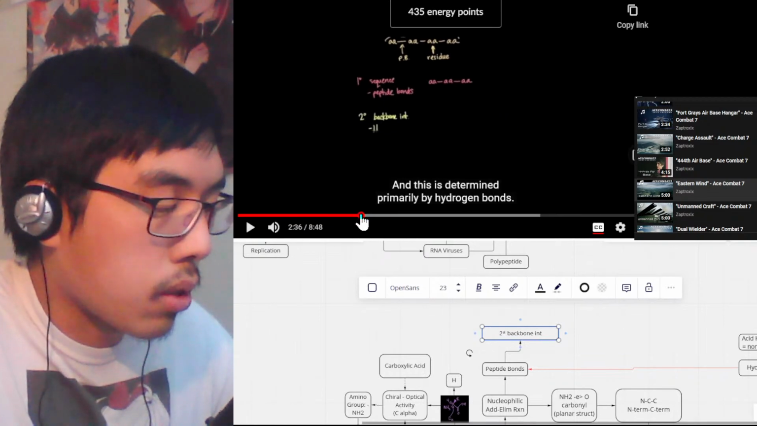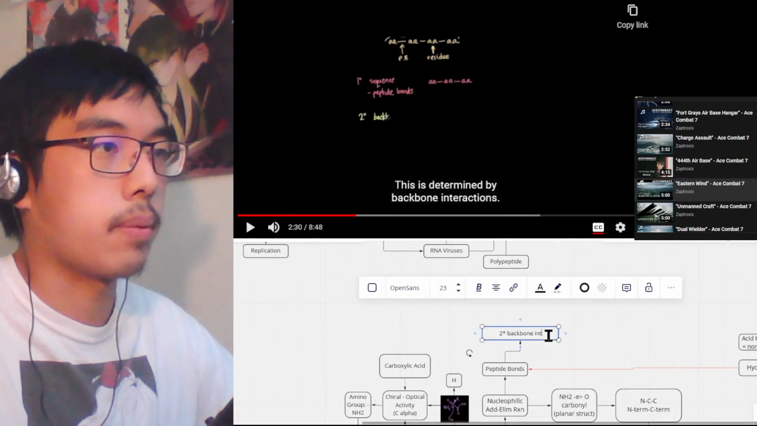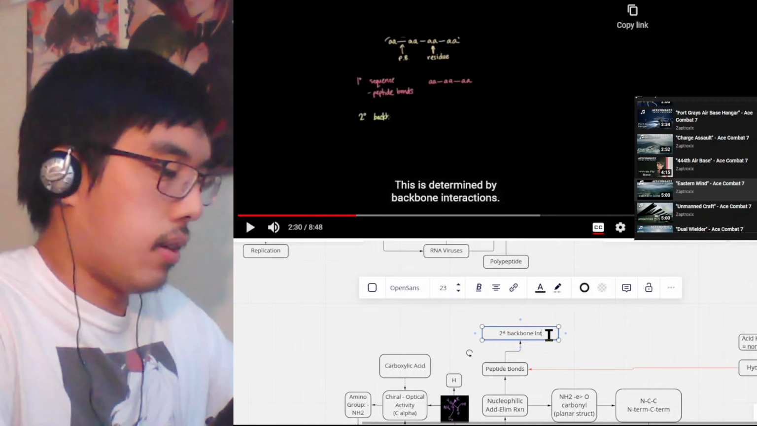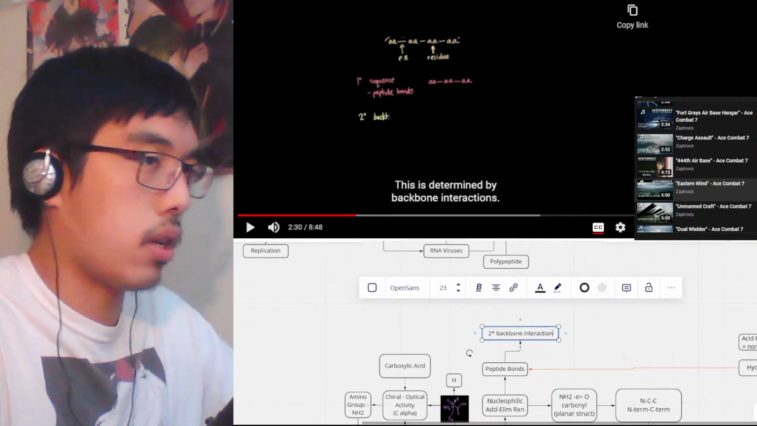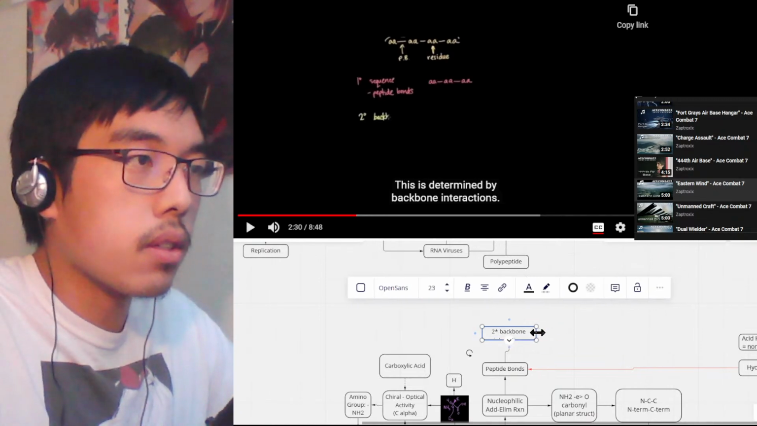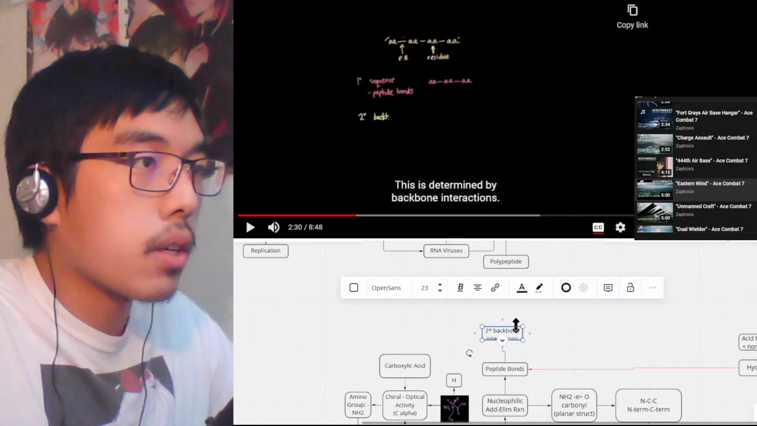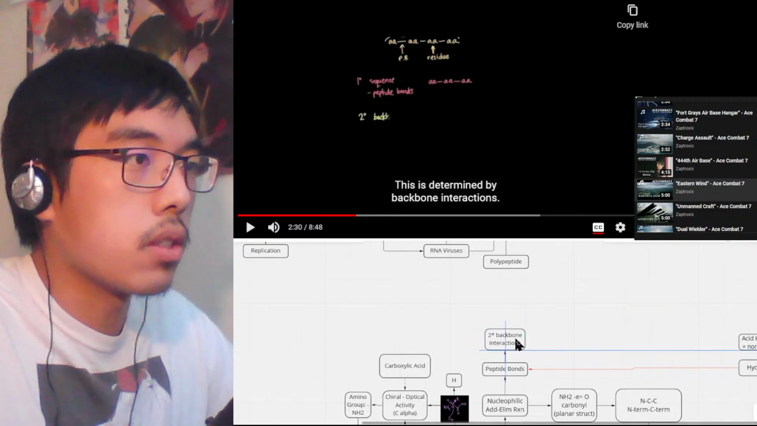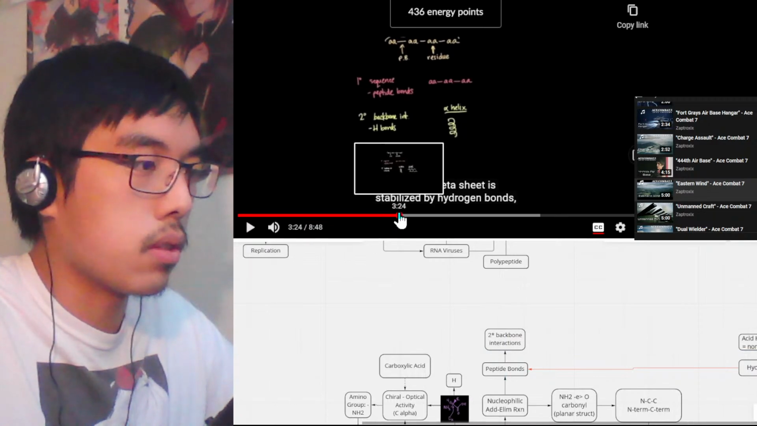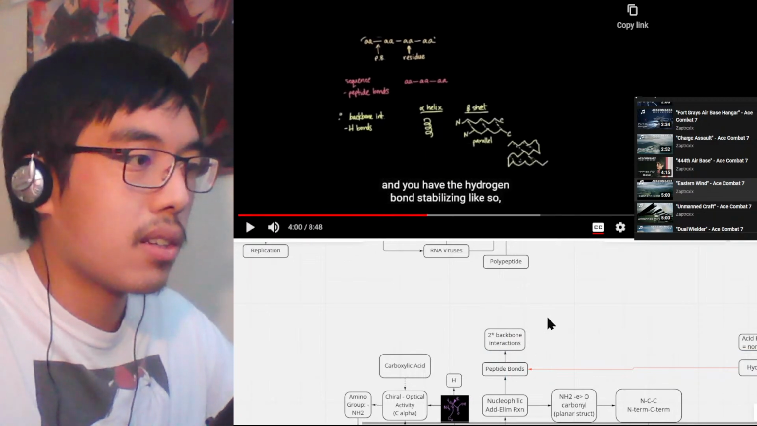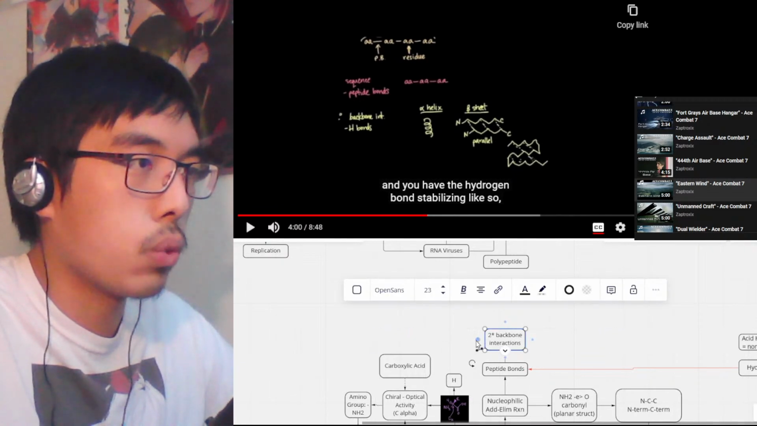I completely forgot what backbone int was supposed to be. Backbone interactions. Okay. I'm trying to figure out a way to make that smaller, but no. I'm just gonna have to write out the entire word interactions because I will not know what int is like 3 days later. Secondary backbone interactions. Alright, so maybe we can form up some wings here.